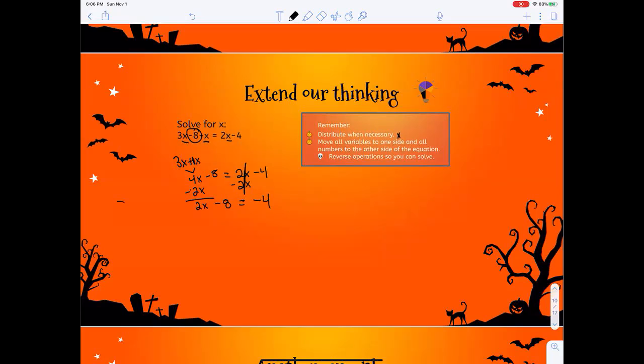But I still don't have all variables on one side and all numbers on the other. So the next thing I could do is, if I want to keep my variables to the left, then this is in the way. So what I do when this is in the wrong side is I do the opposite operation, like always, right? So if this is -8, then I'm going to add 8. That's the opposite operation. This cancels out to be 0. But again, what I do to one side, I do to the other. So +8. Here, -4 plus 8 is what? It is 4.